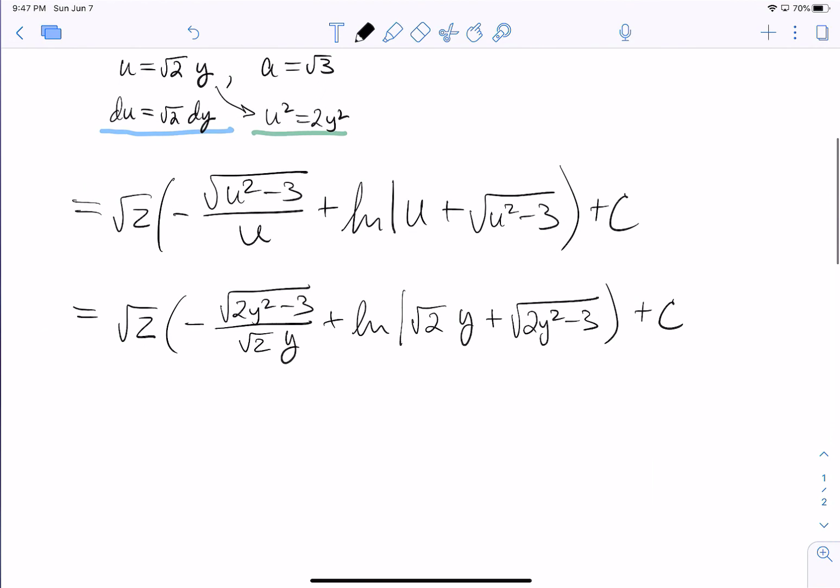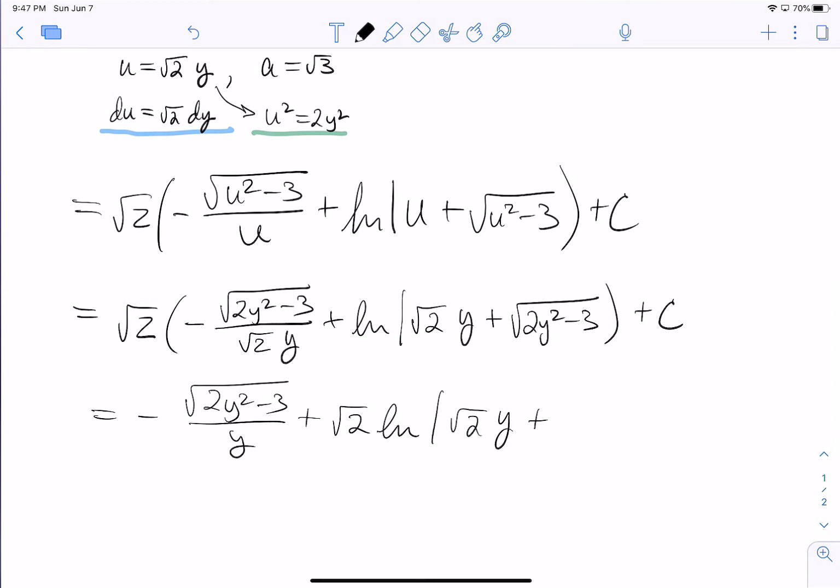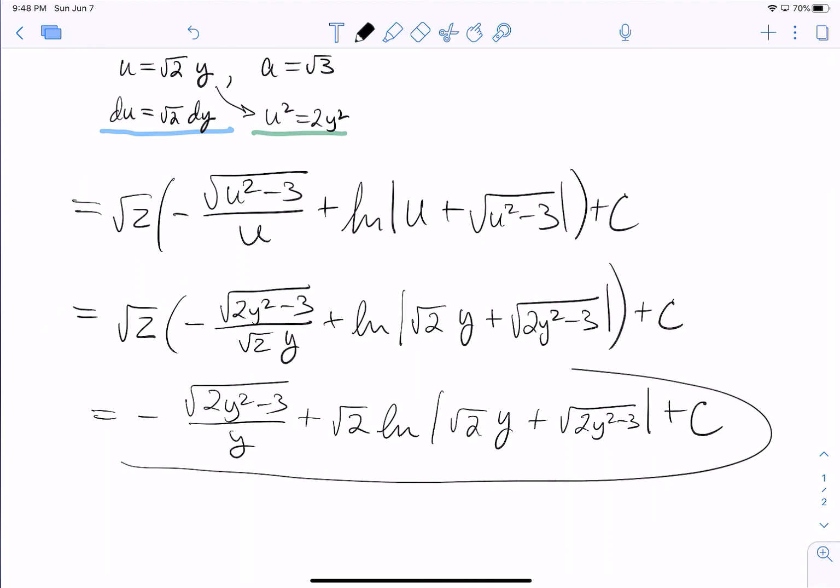And we're going to take one final step because we can simplify the square root of 2 out front and in the denominator of the first term. So we end up with the negative square root of 2y squared minus 3 over y plus the square root of 2. Forgot we were distributing there. Times the natural log of the square root of 2y plus the square root of 2y squared minus 3 and absolute value plus c. And look at that, I forgot to end the absolute value in both of the previous steps. There we go. That's our final answer.